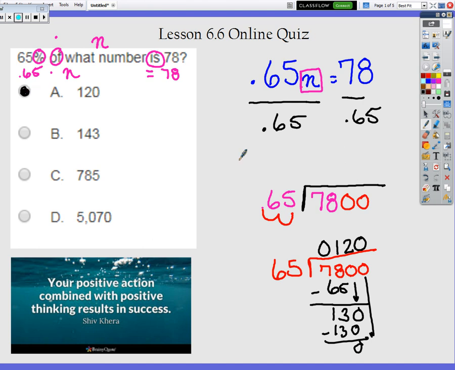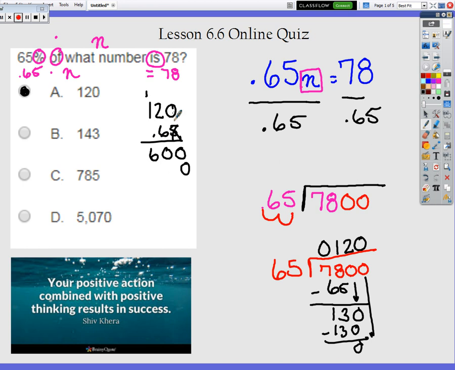Excuse me. There's my answer, 120. If I wanted to check to make sure my math is right, I could simply go 120 times the 65 hundredths times the 65 hundredths. Should give me an answer of 78. That is 0. That is 10. That gives me 6. Done with a 5.